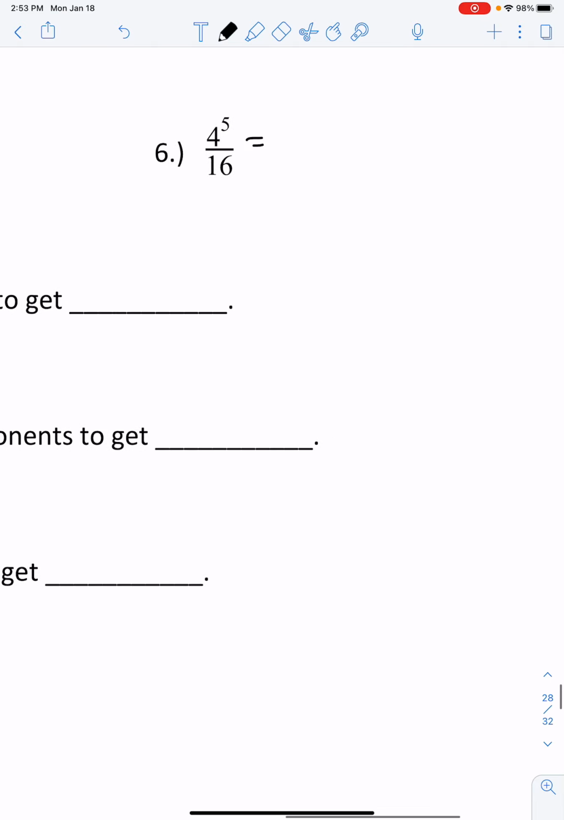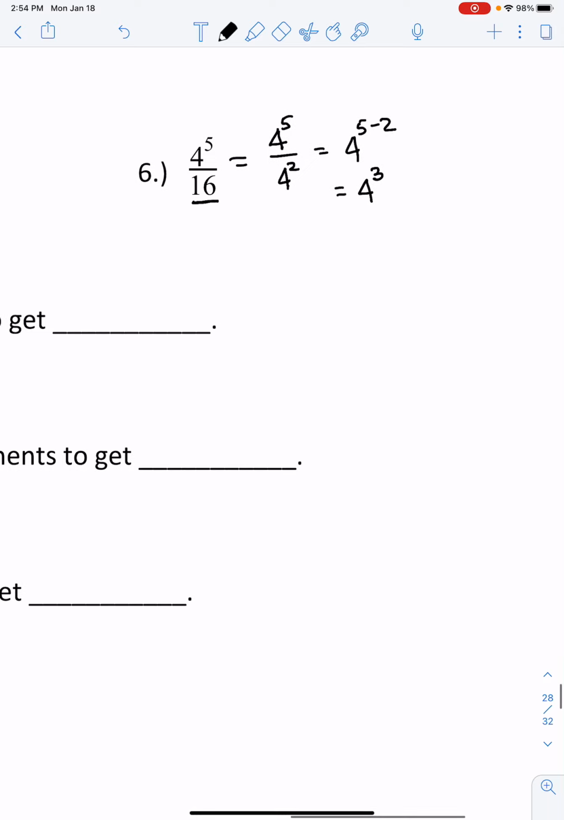Our next problem, here we don't have the same bases, but we can make them the same. I can change 16 to 4 squared. So I have 4 to the 5th power over 4 squared, or to the 2nd power. So we have 4 to the 5 minus 2, which would then equal 4 to the 3rd power.